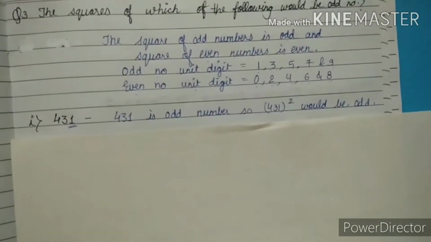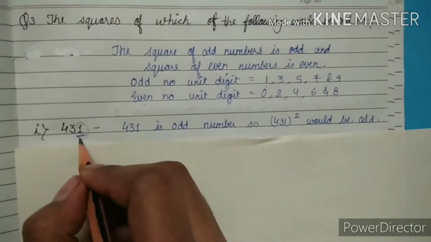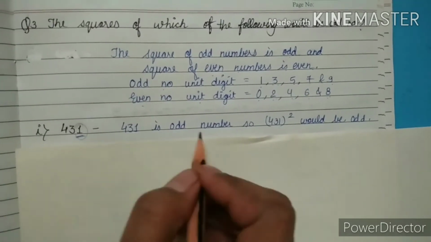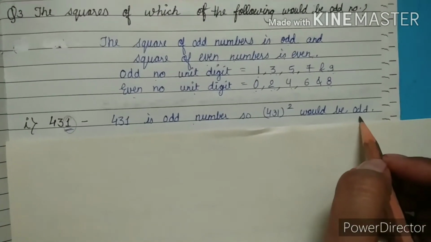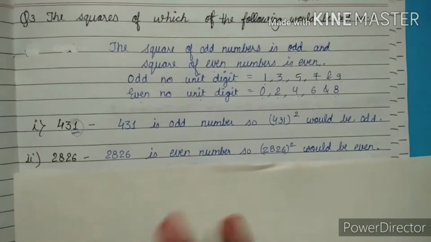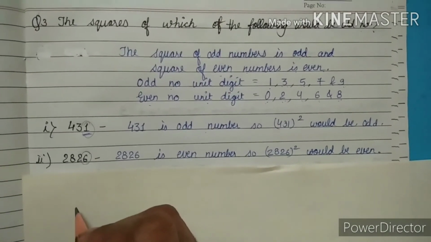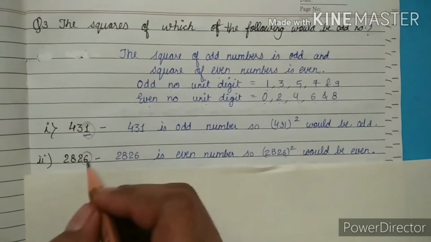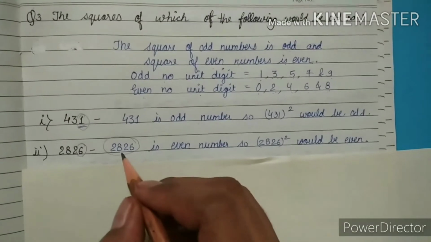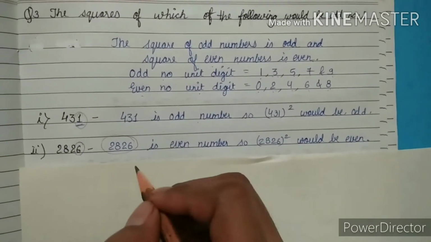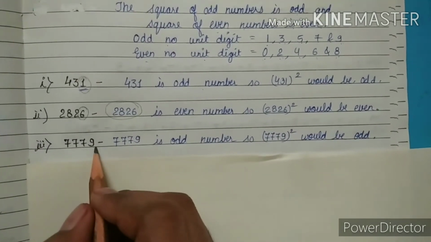Here we have 1 on the unit place. 1 is an odd number, which means the whole number is odd. So when we take the square of 431, it would also be odd. Next is 2826. Here we have 6 on the unit place. 6 is an even number, which means the whole number is even, and the square of 2826 would also be even.